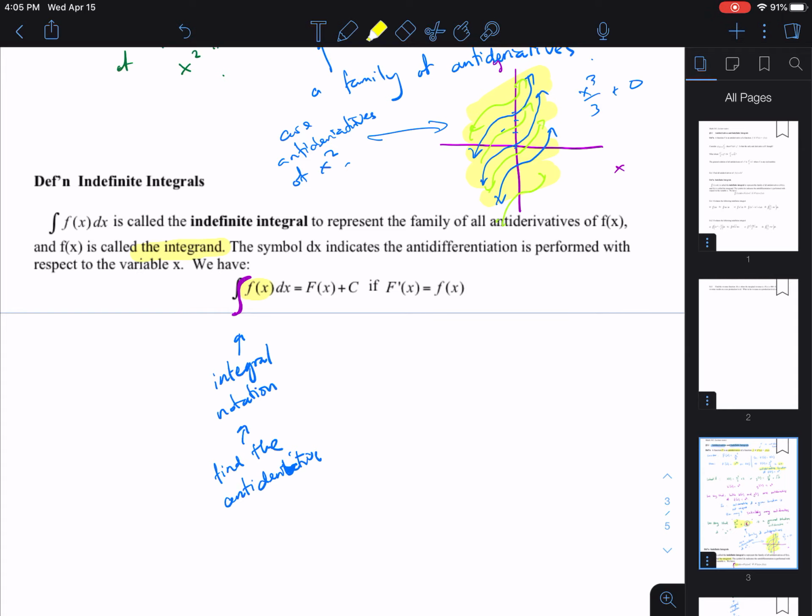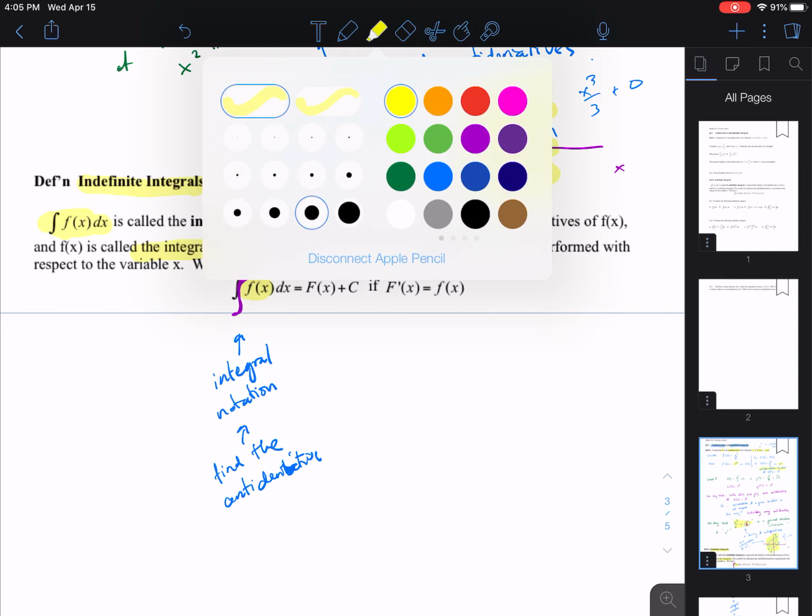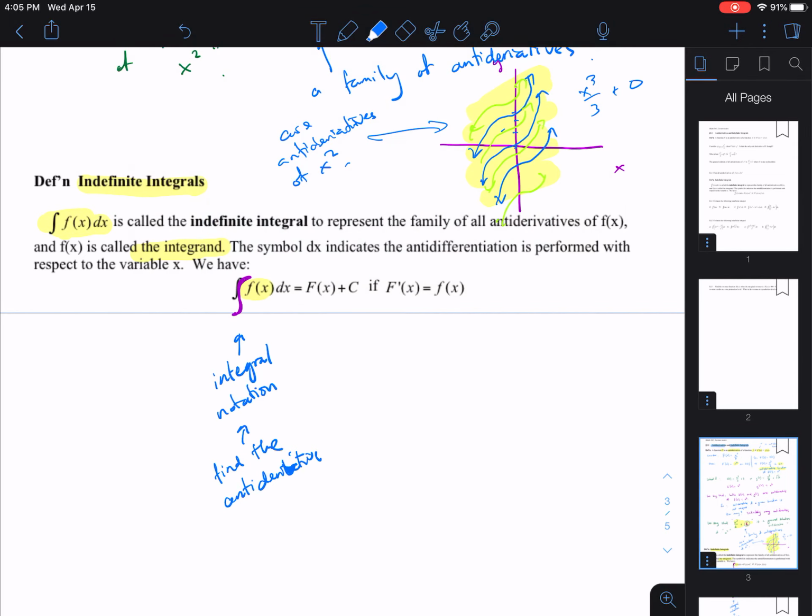The definition for the indefinite integral is that this notation here, the integral of f of x dx, is called the indefinite integral. This represents the family of all antiderivatives of f of x, and f of x is called the integrand. The symbol dx indicates the anti-differentiation process is performed with respect to the variable x itself. Okay, so later on we'll learn a little more explicitly about what dx means.